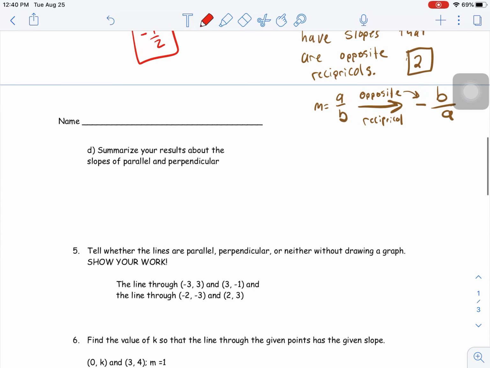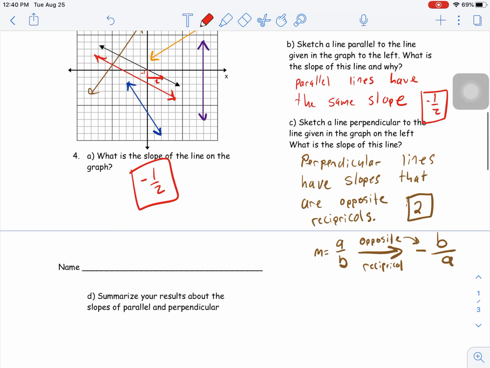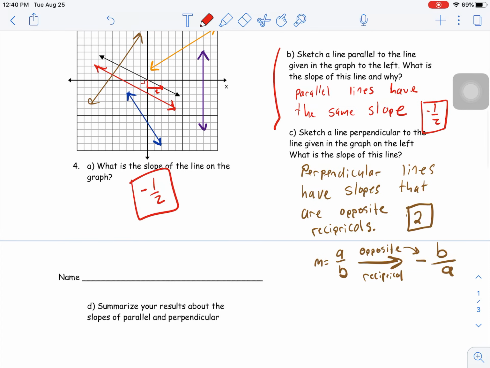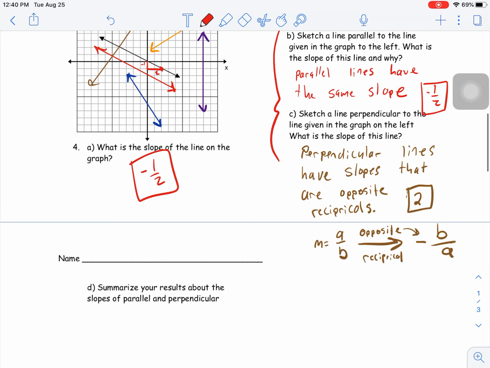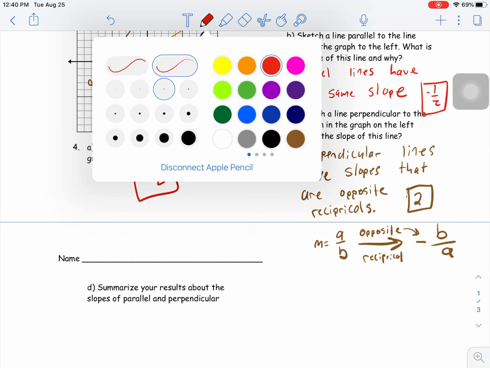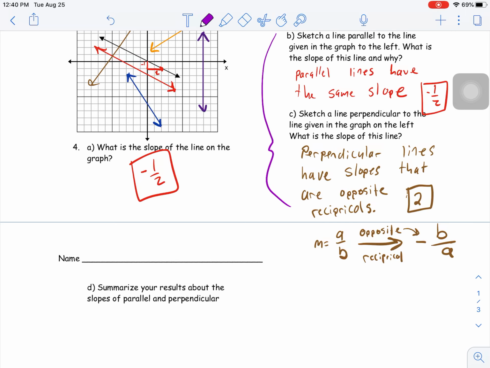Alright, so it says summarize your results about the slopes of parallel and perpendicular lines. Well, I kind of summarized them right here, guys. So all you need is just that parallel lines have the same slope, perpendicular lines have slopes that are opposite reciprocals. So you don't need to rewrite that if you already wrote it.